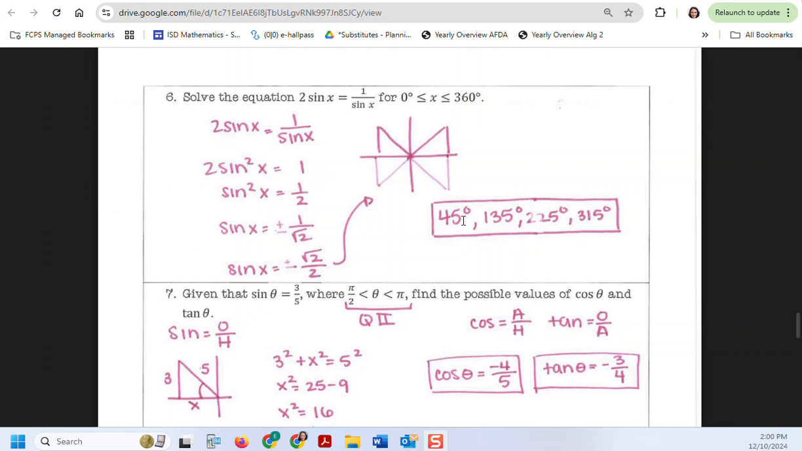Okay, number 7 is up there. About half the groups got through number 7. If you didn't, it's okay. It's not a race.